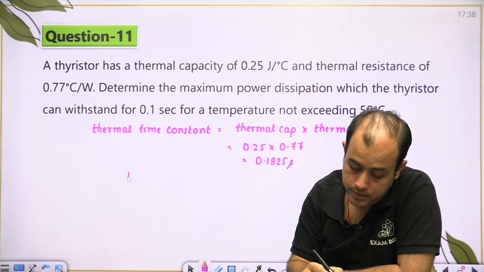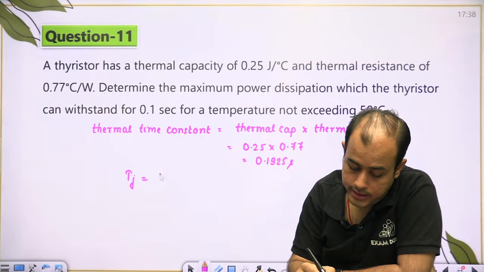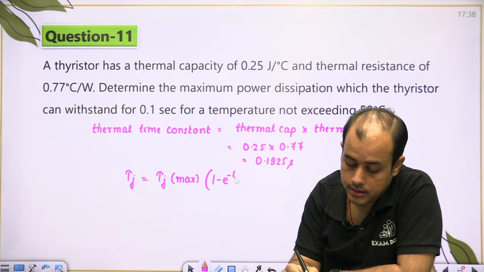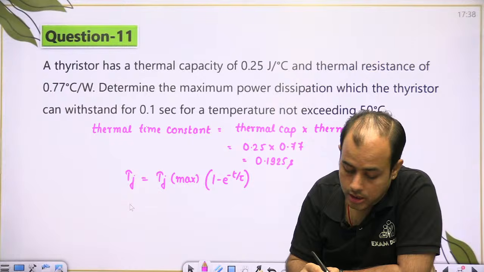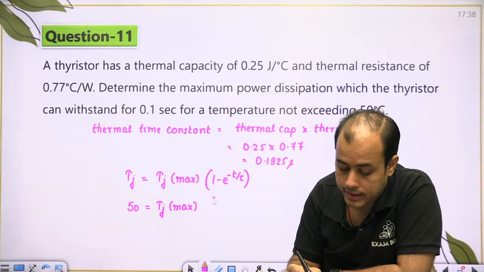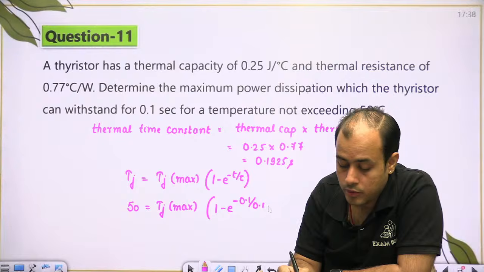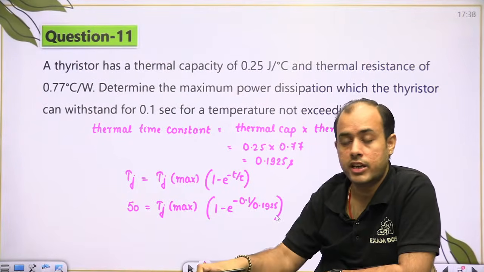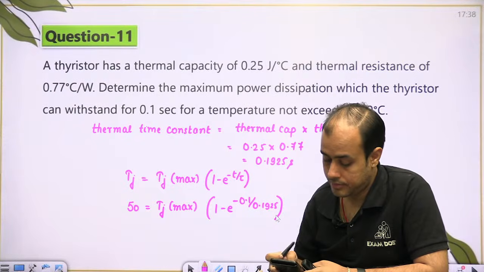कर रहे हैं. नाउ TJ max ही तो मिसिंग है. नाउ टेम्परेचर शुड बी 50 डिग्री इन 0.1 सेकेंड. यही कंफ्यूज हो गया था. मैं सोच रहा था ये भी गिवन होना चाहिए. कायदे से पूरी इक्वेशन में एक ही तो अननोन है.